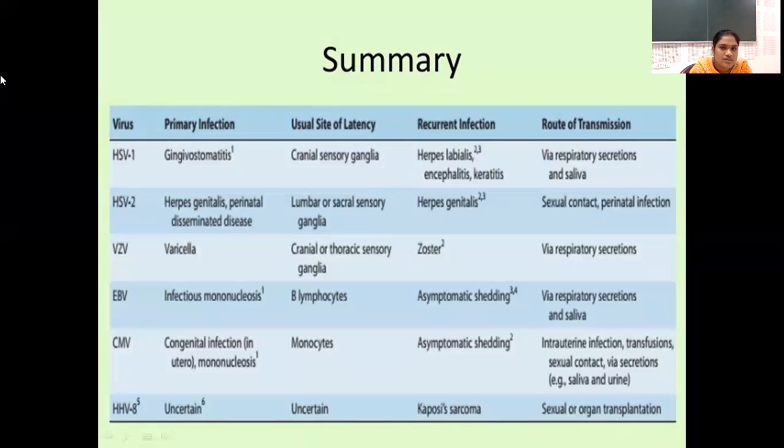And varicella via respiratory infections. Recurrently, it causes zoster. And Epstein-Barr virus via respiratory secretions and the saliva. And cytomegalovirus, intrauterine infections, transfusion, sexual contacts, and via secretions. And type 8 virus, it is usually through sexual contact and or organ transplantation. So this is all about the herpes virus.